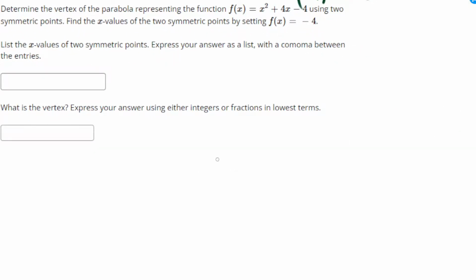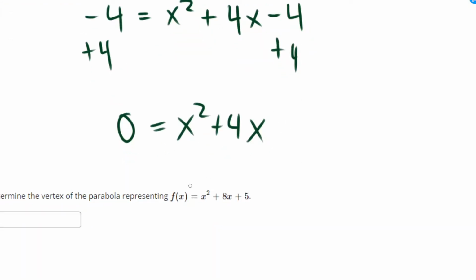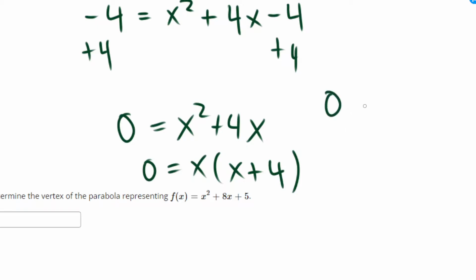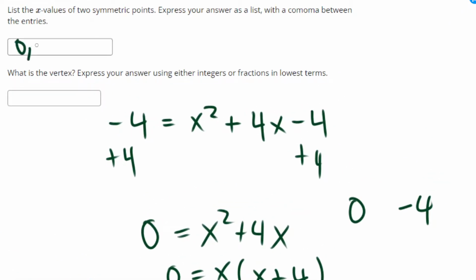So we're going to set this equal to negative 4. So negative 4 is equal to x squared plus 4x minus 4, and we're going to add 4 to both sides, and that sets the equation equal to 0, so we have x squared plus 4x. We can take out an x from here, so we have 0 is equal to x times x plus 4. If x is equal to 0 or if x is equal to -4, then our answer turns into 0. So our two symmetric points are going to be 0, comma, -4, and -4, comma, -4. And you'll separate that with a comma.